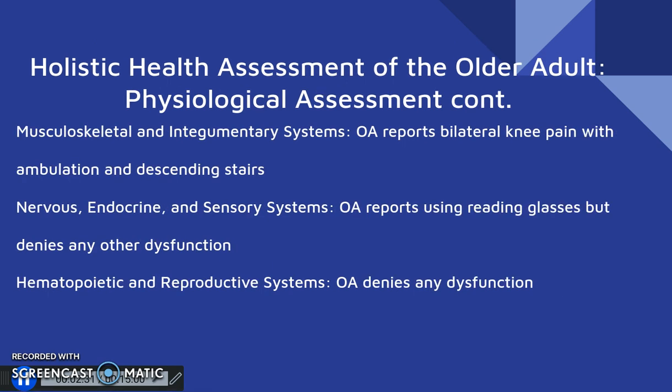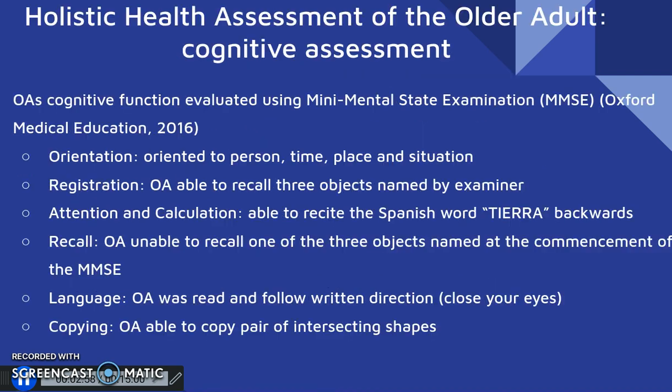We continue with the musculoskeletal and integumentary systems. The OA reports bilateral knee pain with ambulation and descending stairs. Nervous, endocrine, and sensory systems: our older adult reports using reading glasses but denies any other dysfunction. Hematopoietic and reproductive systems: OA denied any dysfunction.